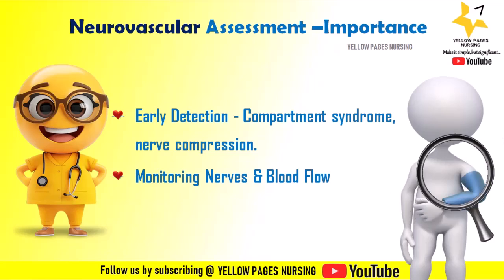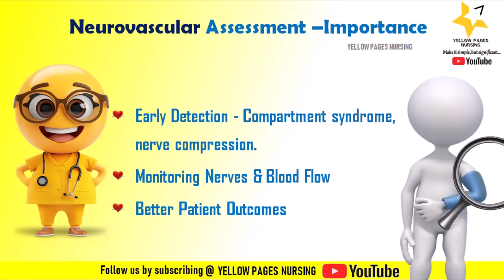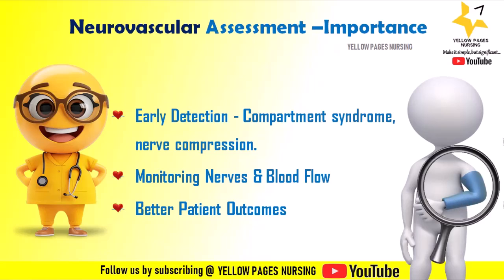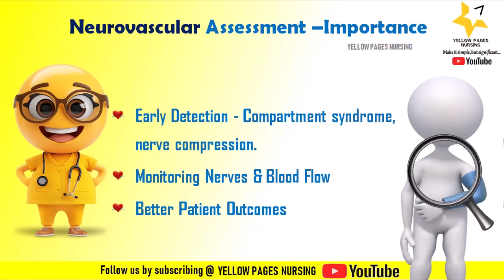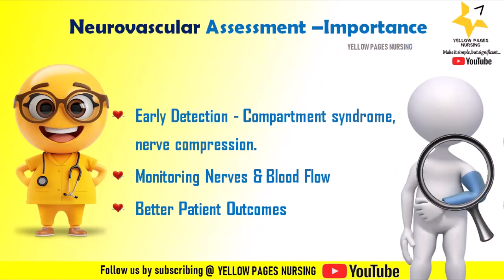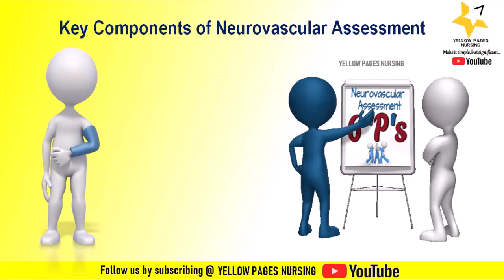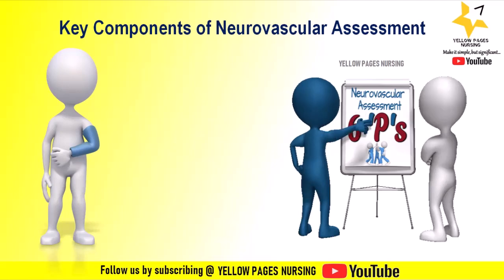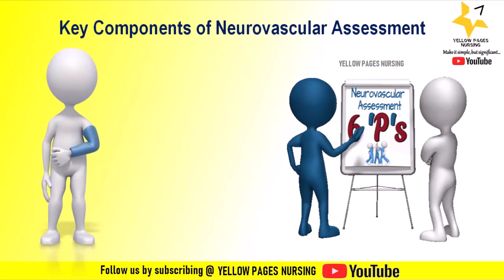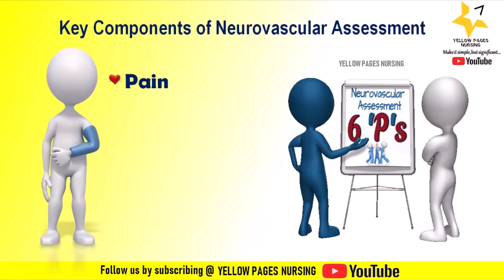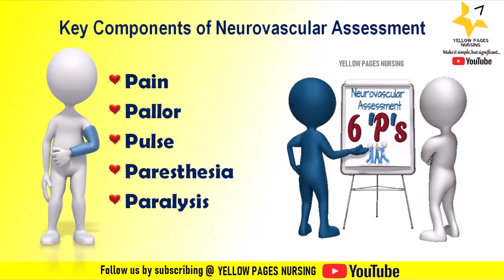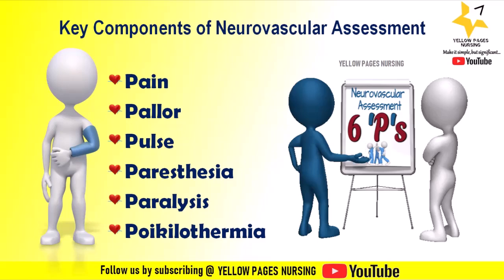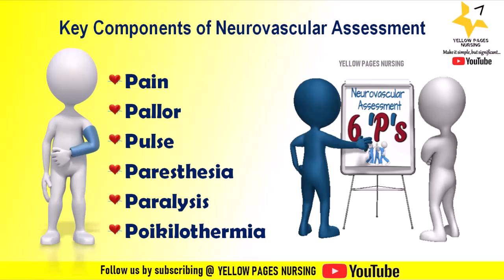And the other reason could be better patient outcomes. Regular checks can prevent long-term issues, shorten hospital stays, and lead to a smoother recovery. Next, the neurovascular assessment is often remembered by the 6 P's mnemonic, and they are pain, pallor, pulse, paresthesia, paralysis, and poikilothermia. Let's discuss them one by one.